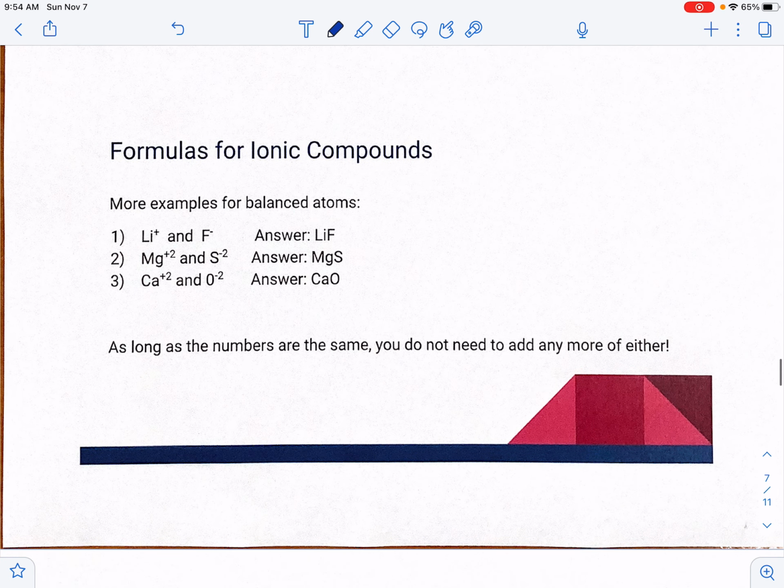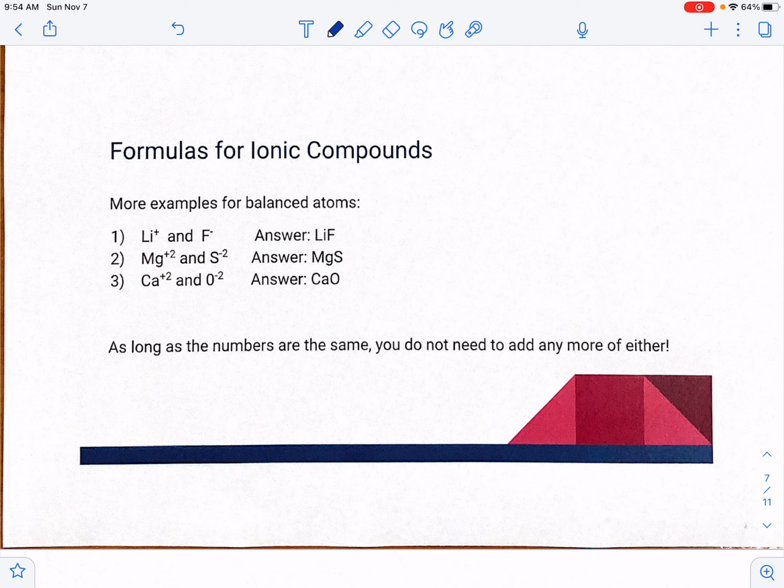Okay, so here's some more examples. So when these are already balanced, so I have lithium with a +1, fluorine with a -1, so they're already bonded, so just put them together. So LiF. Now I have magnesium with a +2, sulfur with a -2, already balanced out, so just put them together, MgS. And the same thing with calcium and oxygen, they're both balanced, so you just put them together. So those are probably one of your easiest ones.